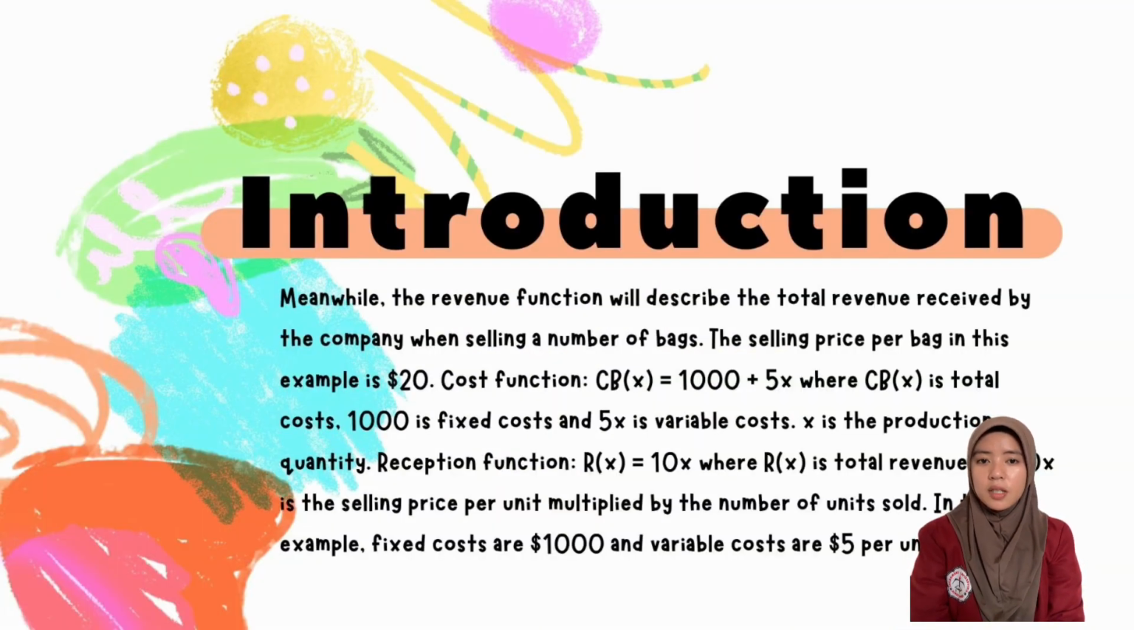This cost function will show the total cost that the company must incur to produce a number of goods. Meanwhile, the revenue function will describe the total revenue received by the company when selling a number of goods at a selling price of 10 per unit. The cost function and revenue function can vary depending on the type of business or industry being run. The example above is only a simple example to illustrate the basic concept of cost function and revenue function.